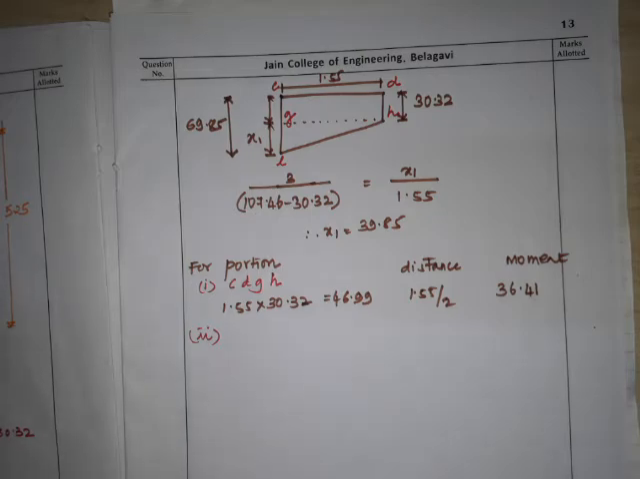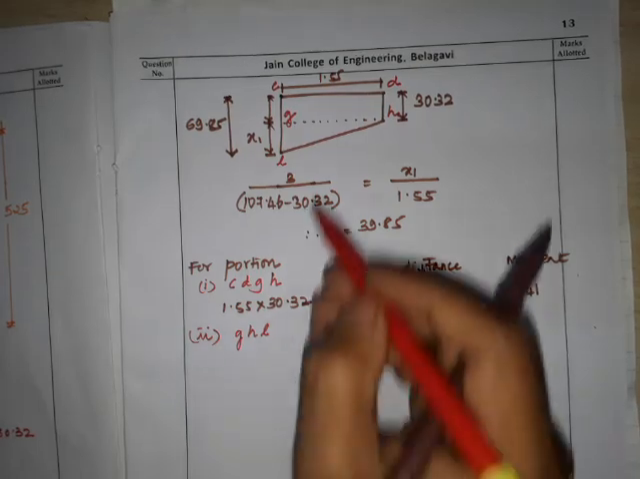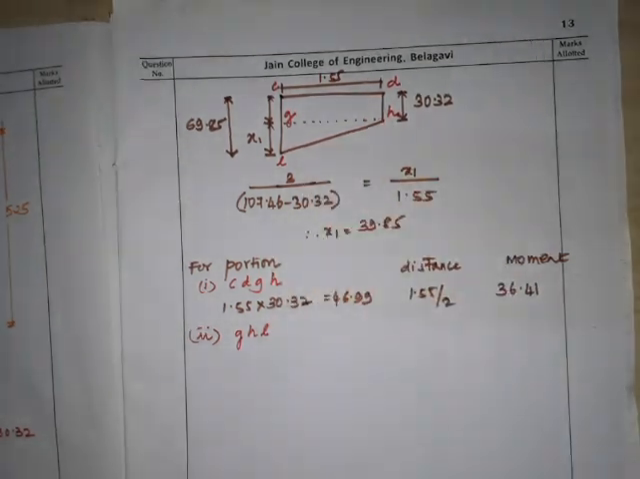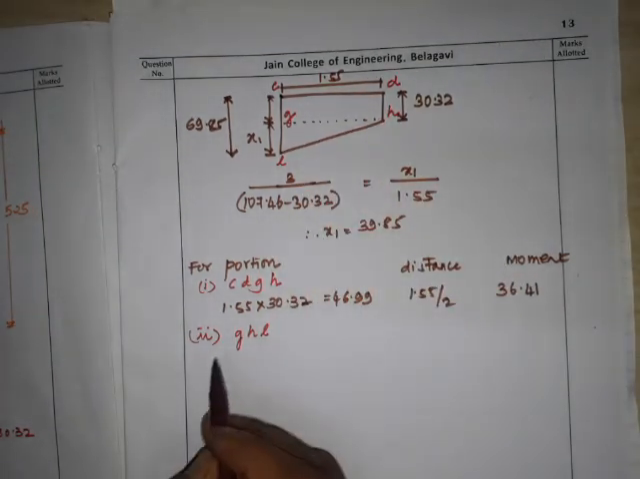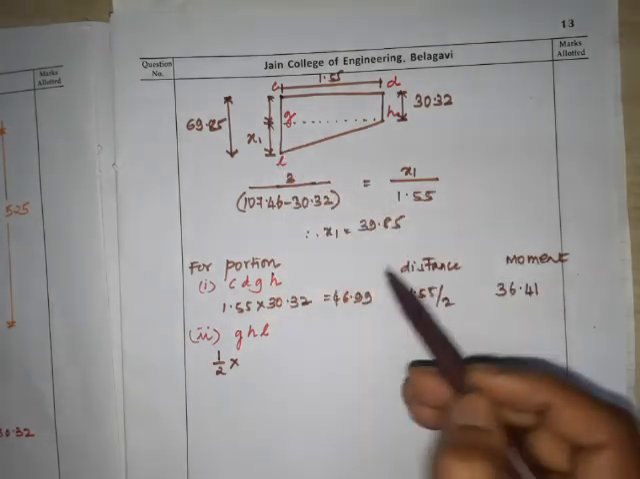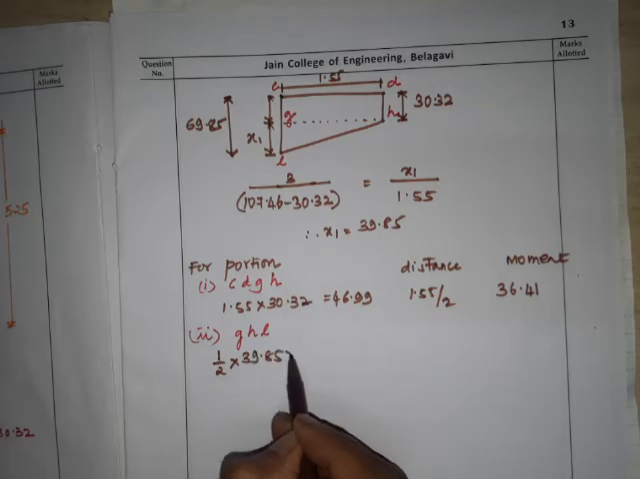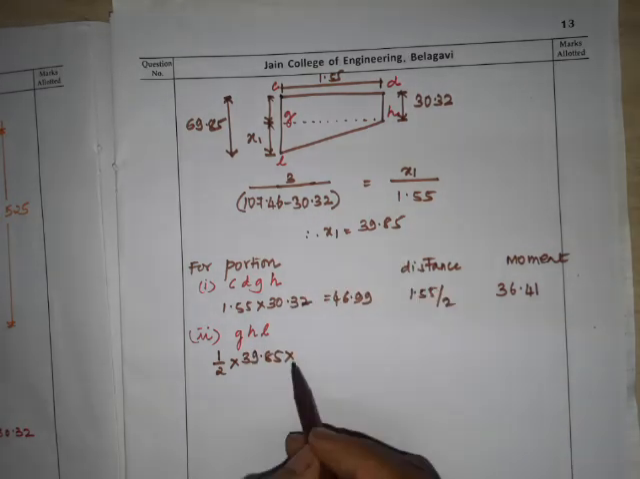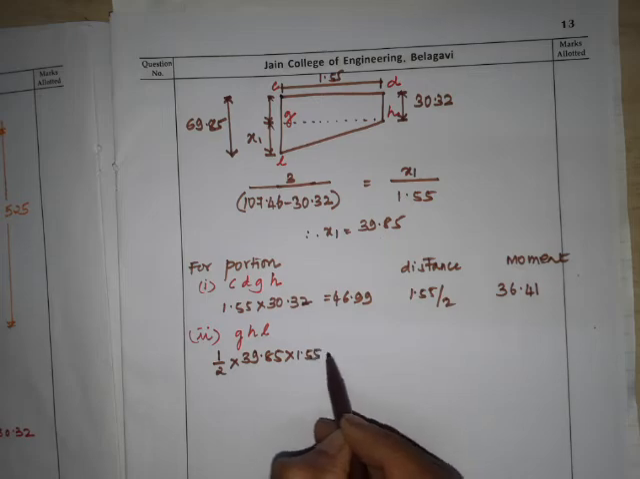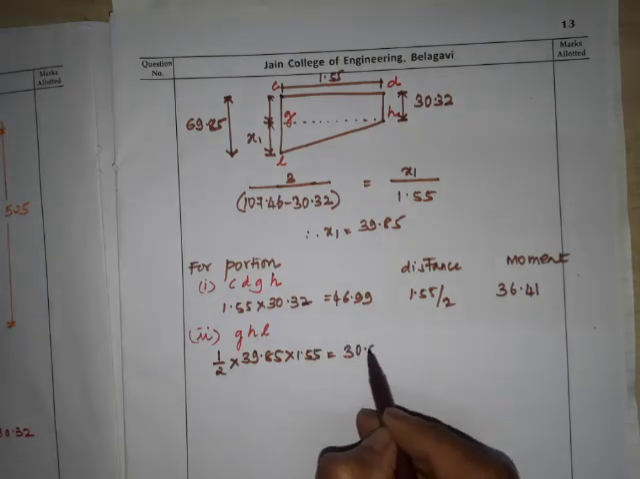Okay, and second we have for portion GHL. So the area is half base into height, half base is x1, we have got it as 13.85 into height 1.55. So we got this as 30.88.